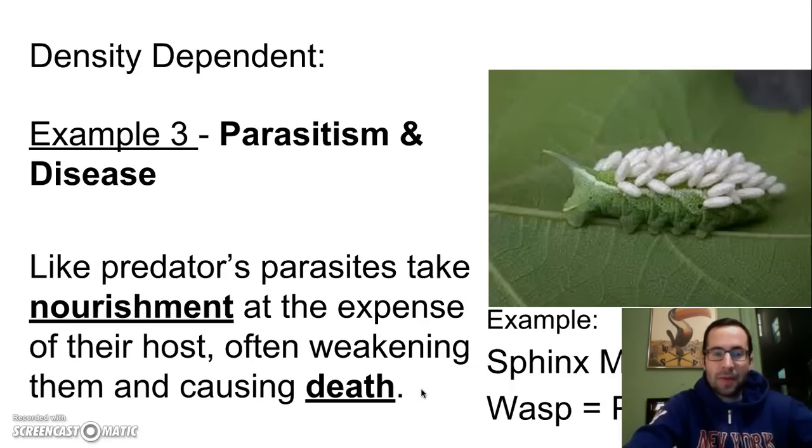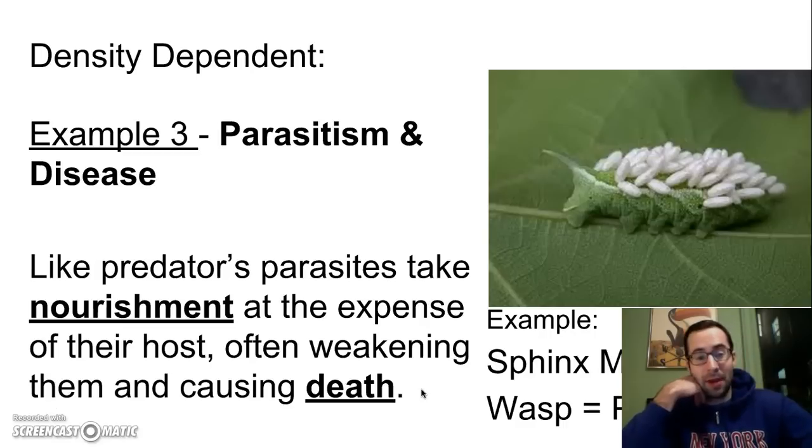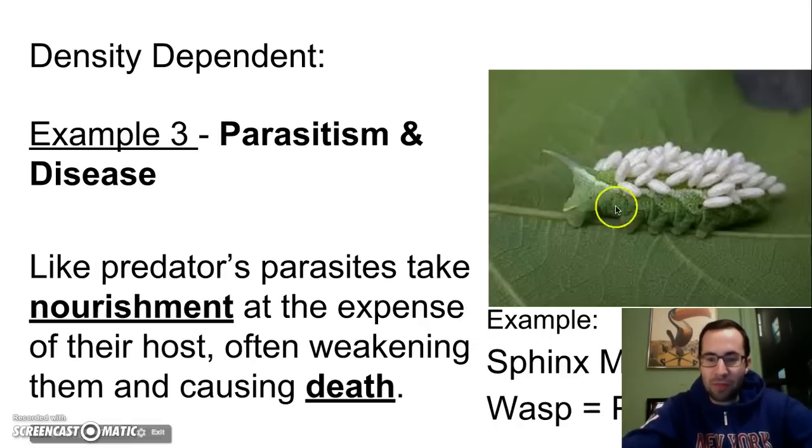The third example of a density-dependent limiting factor is parasitism and disease. Parasitism was another one of the terms of a symbiotic relationship from the last learning target. If you look at this little moth right here, it's being parasitized by all these different wasp eggs. A wasp comes and lays eggs, and this poor moth has to carry them around. When these eggs hatch, believe it or not, they actually eat this moth.